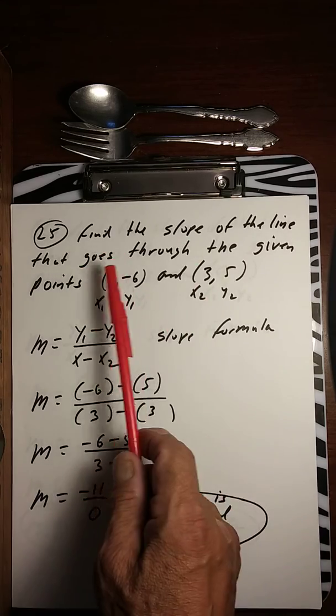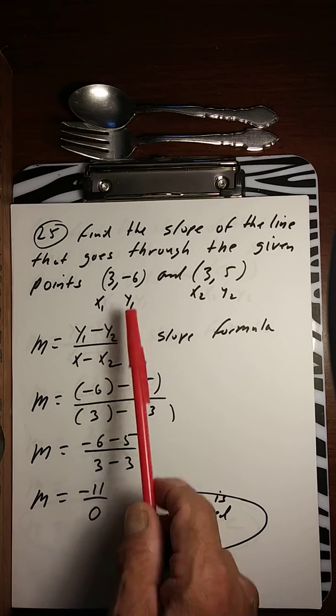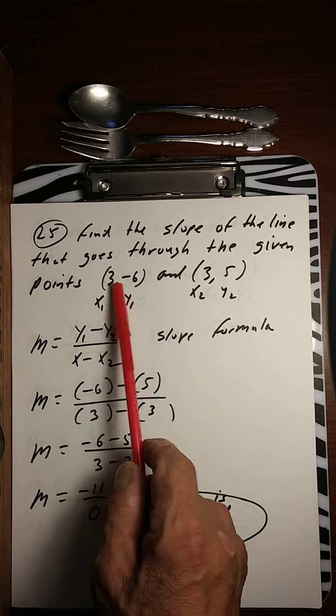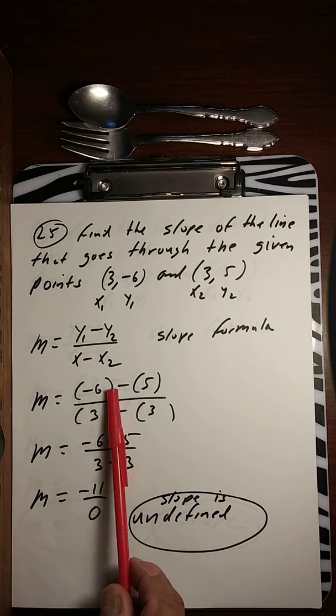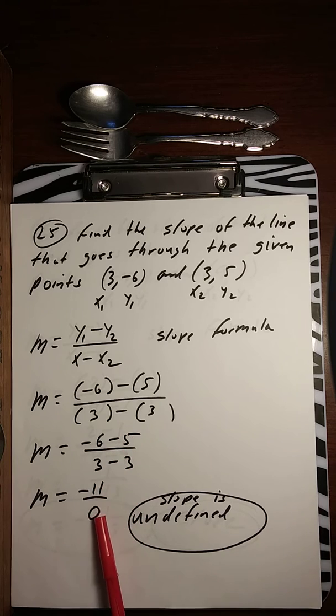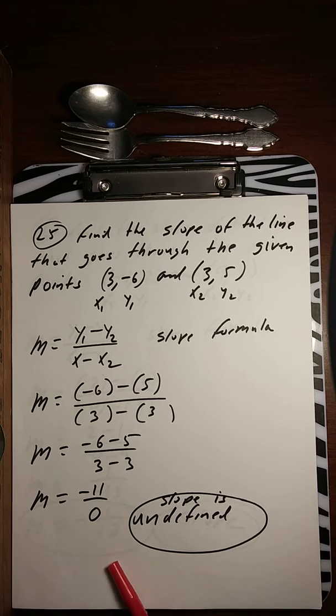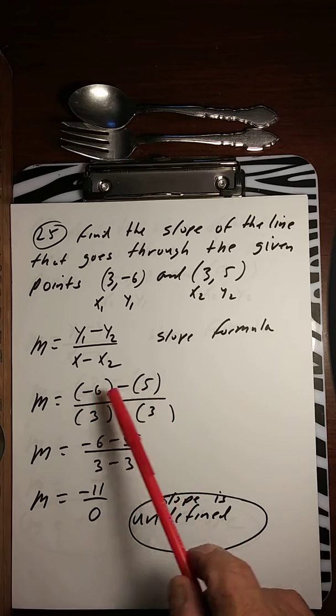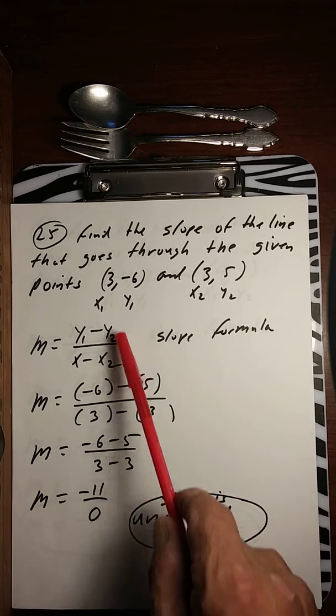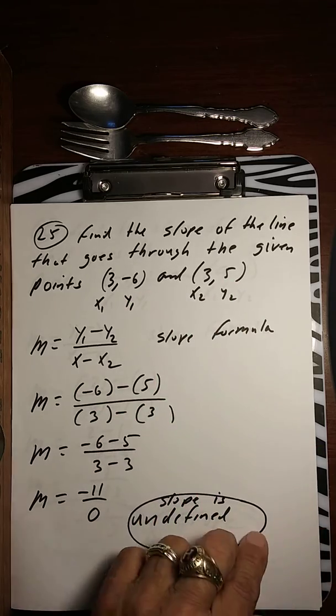Find the slope of the line that goes through the given points. So put the numbers in there. x1, y1. So you got negative 6 minus that, minus 11 over 0, but that's going to be undefined. So put x1, y1 in there. y1, y2, x1, x2. It's undefined.